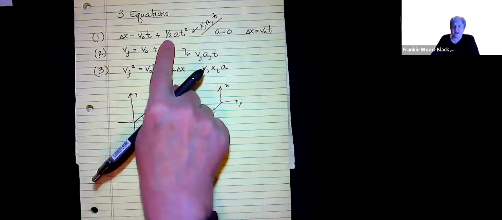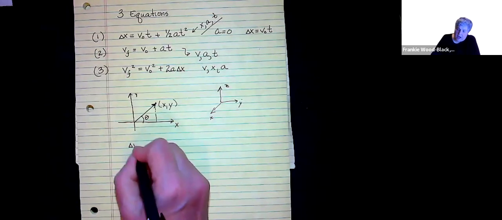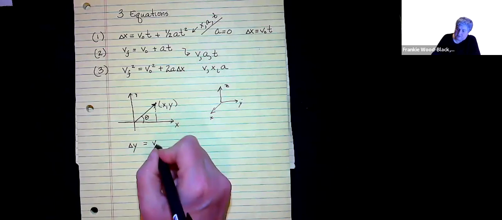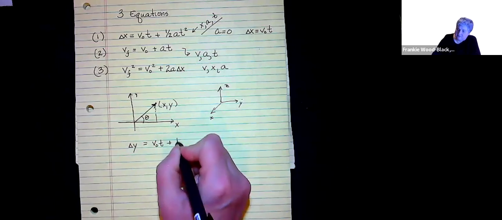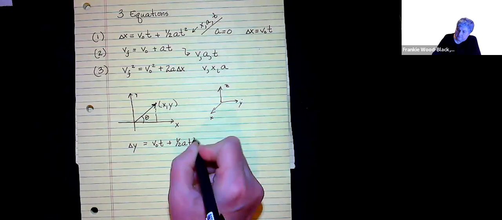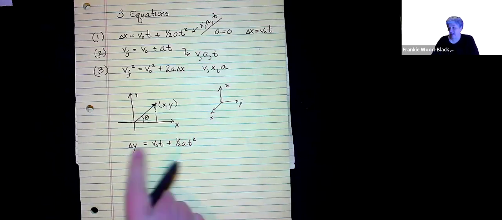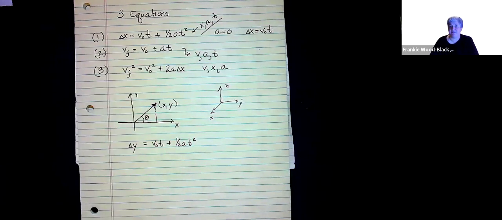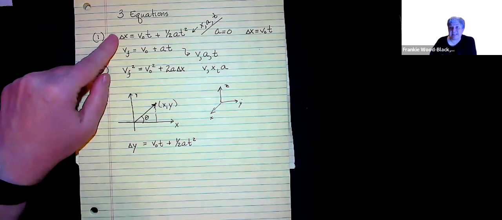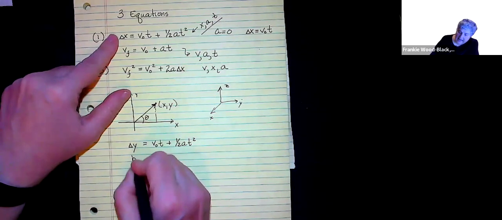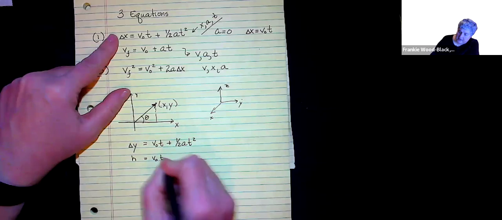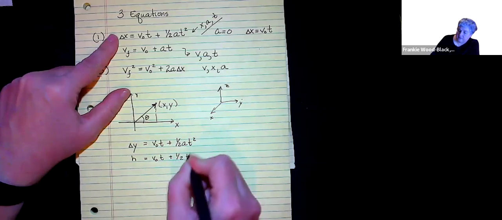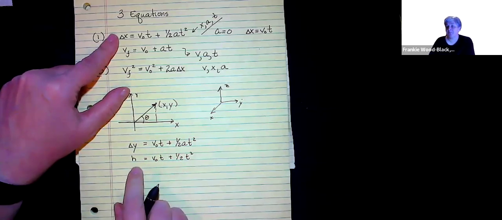So I could rewrite this in terms of a change in Y, for example, is equal to this. All right, so I can say Y, X is just my position. So I could talk about shifting my coordinate system to do that. I can also, if it makes sense, say height is equal to this. Okay, and we're going to work a problem where I am going to use that as height.